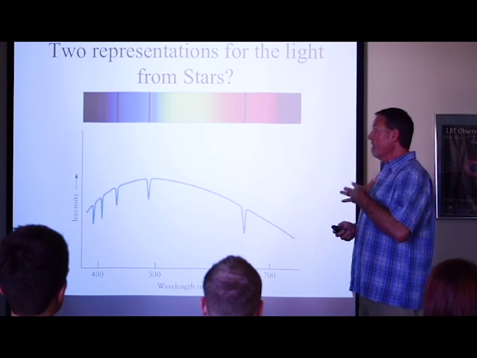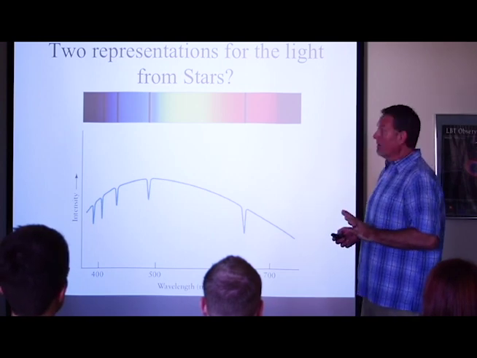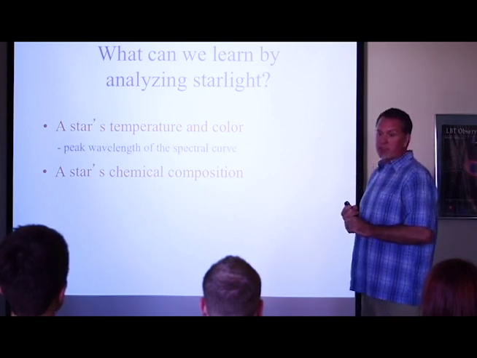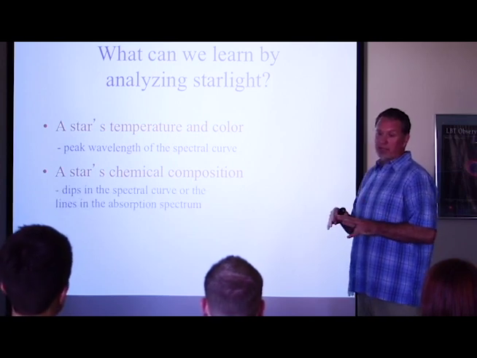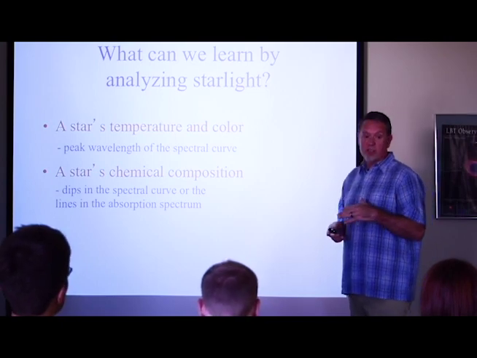So I want to talk about how we're going to use these ideas of the dips or the dark lines to learn about the motion of the star. So again, just to review, peak in the black body curve tells you about the temperature of the star and its color, and the pattern of lines that appear as either dips in the light curve or dark lines in the absorption spectrum tell you what the star is made out of.